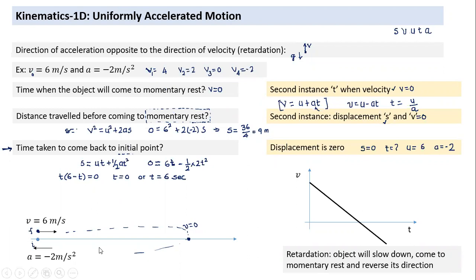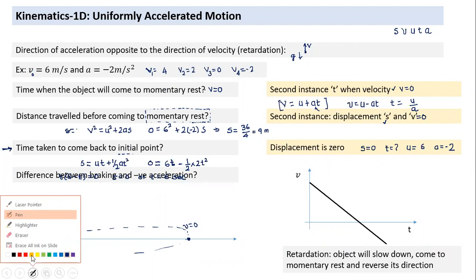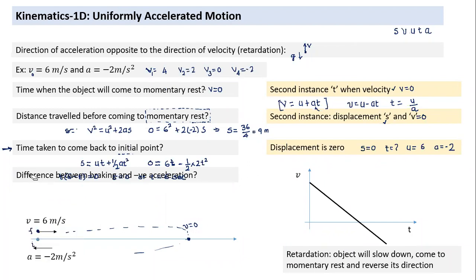So far all followed? Okay, one more thing we need to understand is the difference between braking and retardation. What is the difference between braking and negative acceleration? See, when we throw an object vertically up, what happens after reaching the highest point also? When you throw an object vertically up, it keeps going up, slows down, and afterwards again it starts coming back.